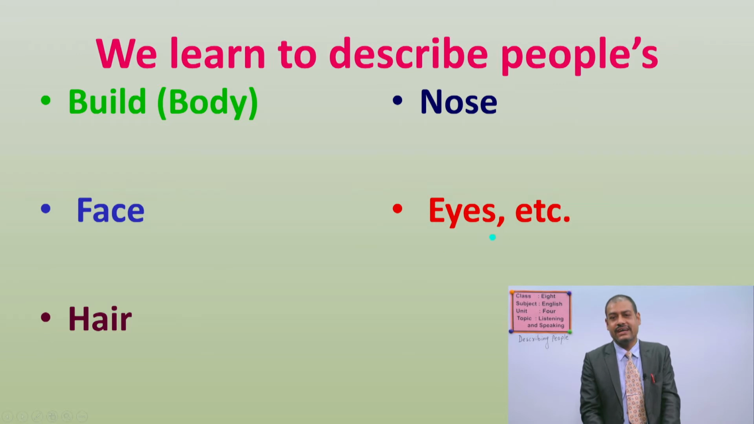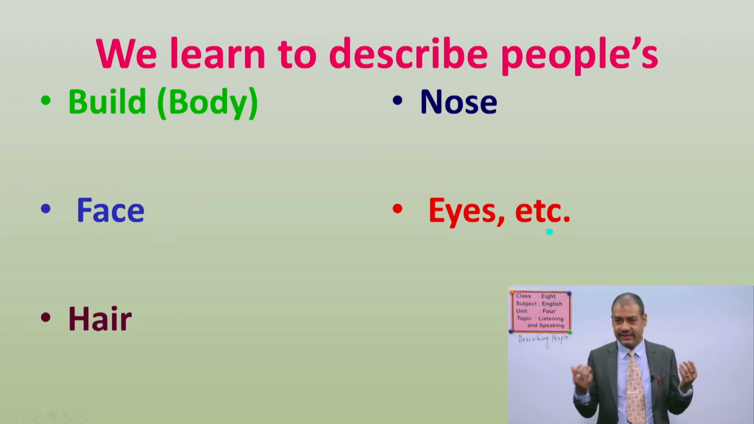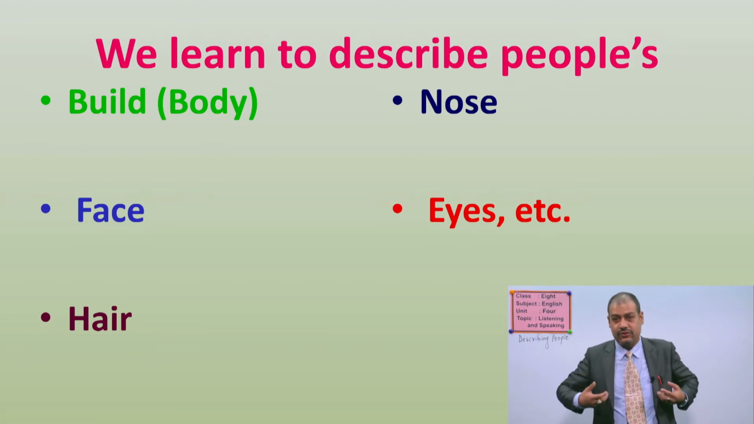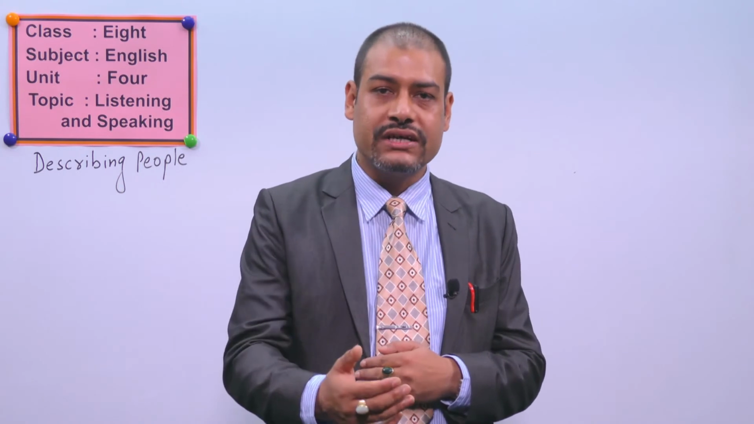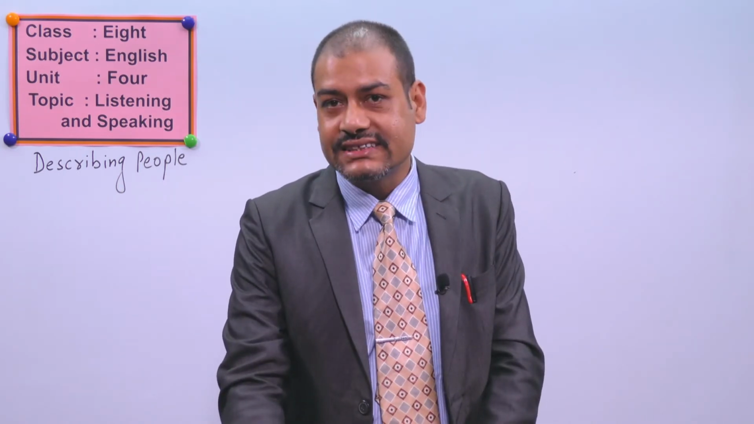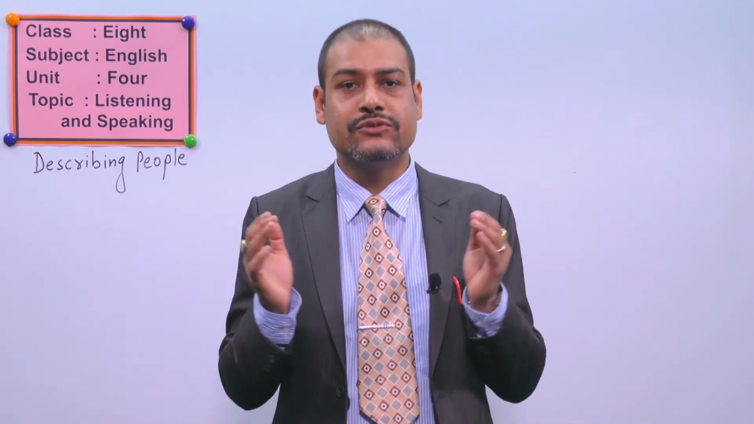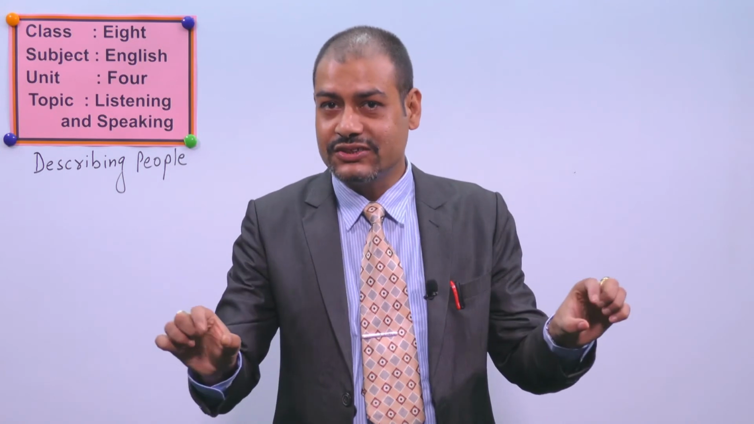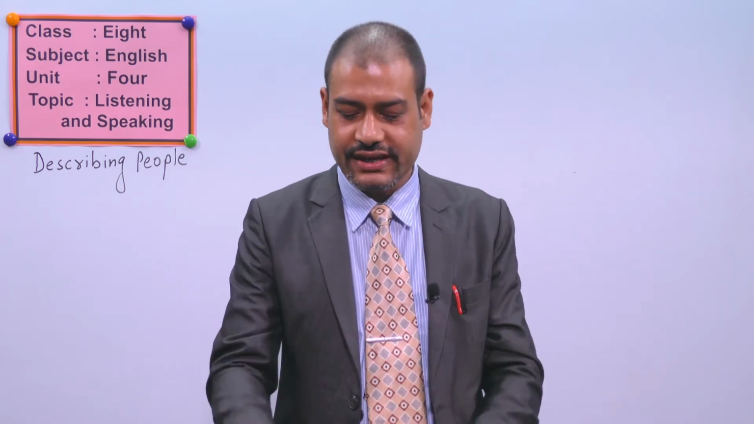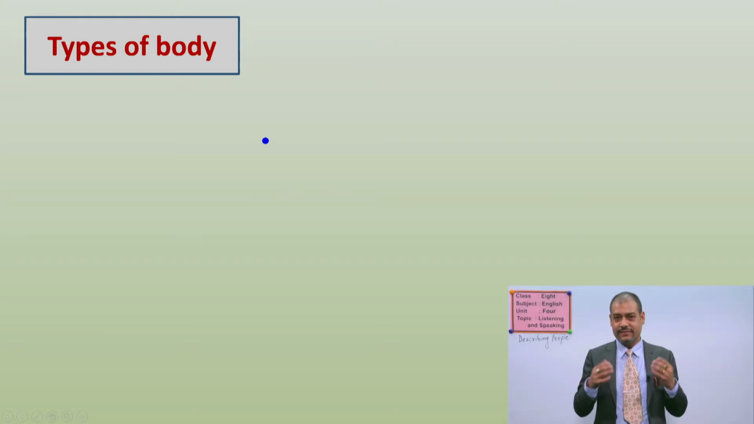Then you have to describe eyes and some other things like, let's say height, or you can say age, or you can say dress. Many things you can describe about people. That's what we are going to practice in our speaking skill. So for that one, you have to be ready. And at the same time, you have to write down something. So be careful, okay? Now, see, first of all, I want to give you some ideas.